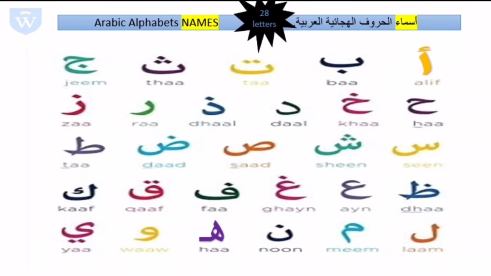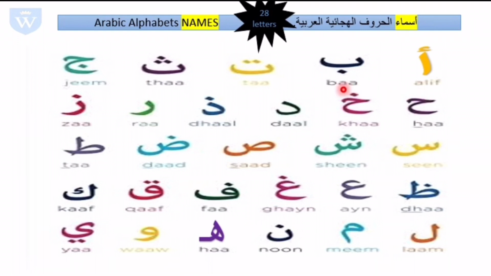Arabic alphabet names. In Arabic, we have 28 letters. And in Arabic, we start writing from right to left. So now I'm going to say the names of Arabic letters starting from the right side.